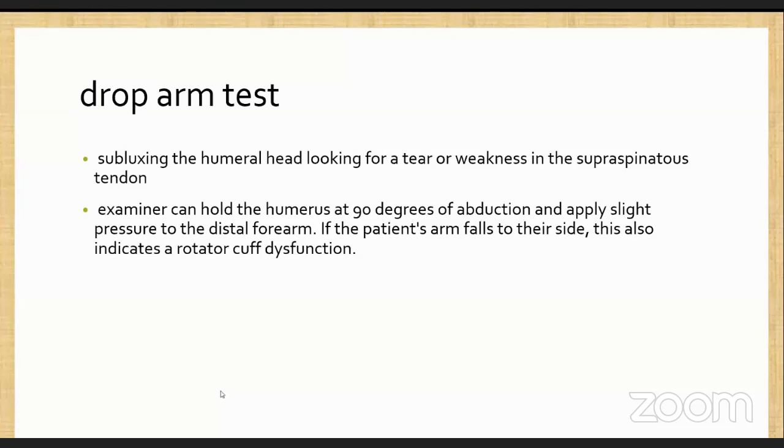Now drop arm test. Again, subluxing the humeral head, looking for a tear or weakness in the supraspinatus tendon. Examiner can hold the humerus at 90 degrees of abduction and apply slight pressure to the distal forearm. If the patient's arm falls to their side, this also indicates a rotator cuff dysfunction.